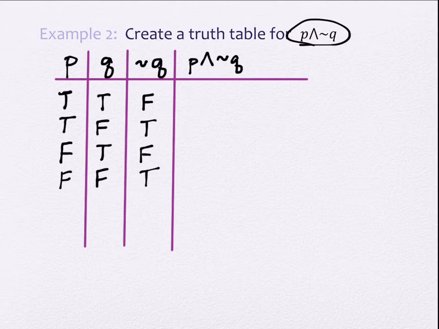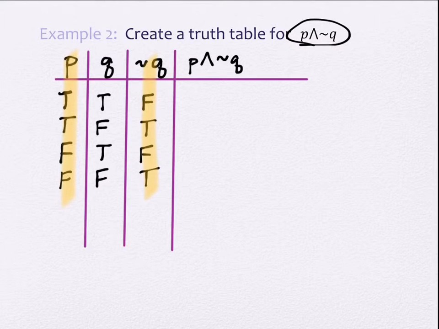All right. The next thing I'm going to do is combine the columns that I need for my statement. I need column P and I need column tilde Q. These are the only columns, the ones I've highlighted, that I'm going to consider. I don't care about column Q. It does not affect my answer. It helped me find column tilde Q, but I don't need it now. So I'm going to be looking at only these two columns that are highlighted in yellow.